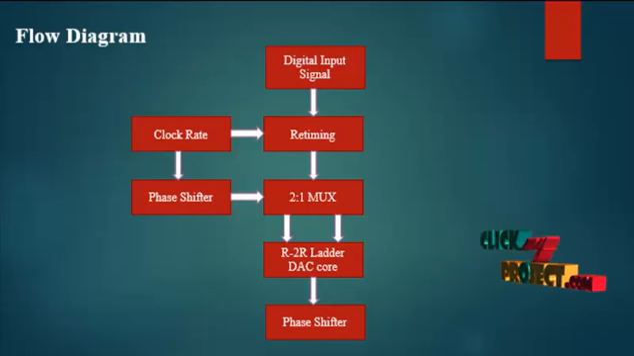In this 2:1 multiplexing circuit block we are using 6 different 2:1 multiplexers. The output of the 6 multiplexers is directly applied to the digital to analog converter block. In this block we are using an R-2R ladder digital to analog converter core. This core will produce the final output of our product, the analog signal, which is a full rate signal.